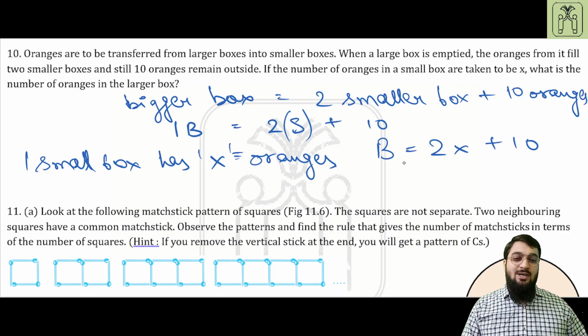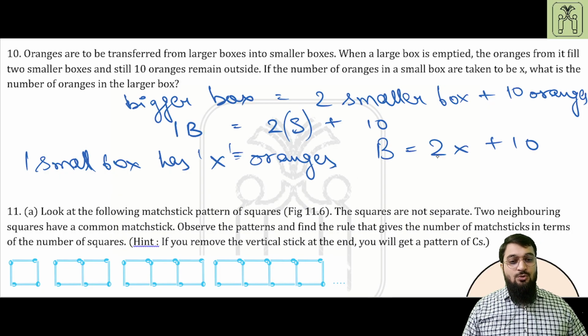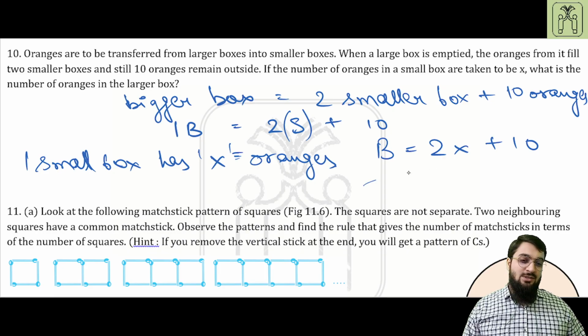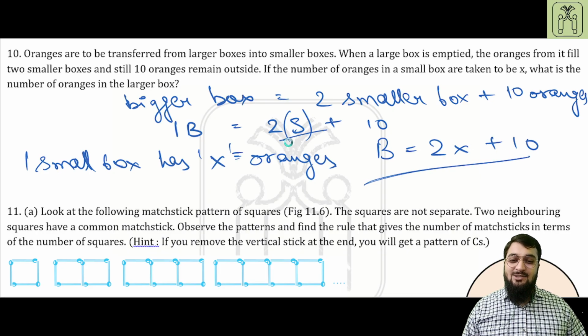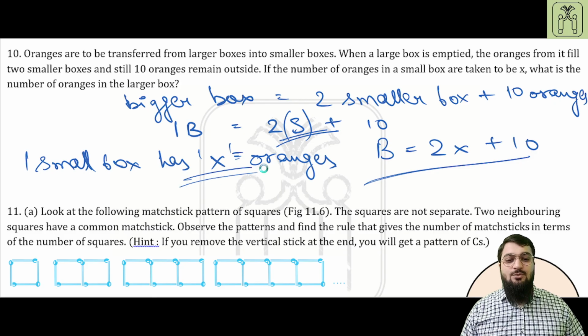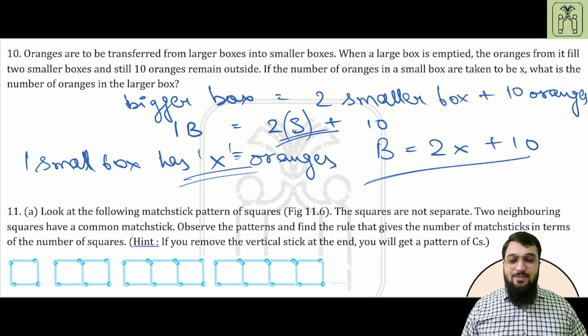So if there are 20 in one small box, then 2 into 20 will become 40, and plus 10 will be 50. So one big box will have 50 oranges, and this is the answer of the question. I could have stayed at this particular part, 2s plus 10, but it has been written that x is to be used for small boxes, therefore I replaced s with x.